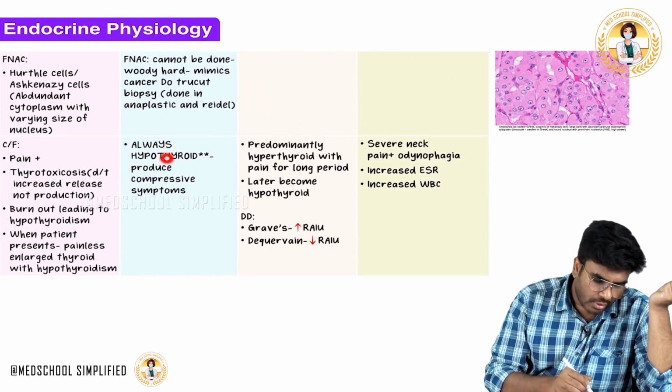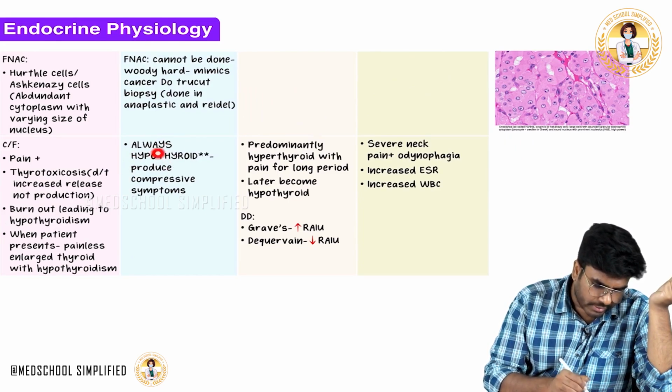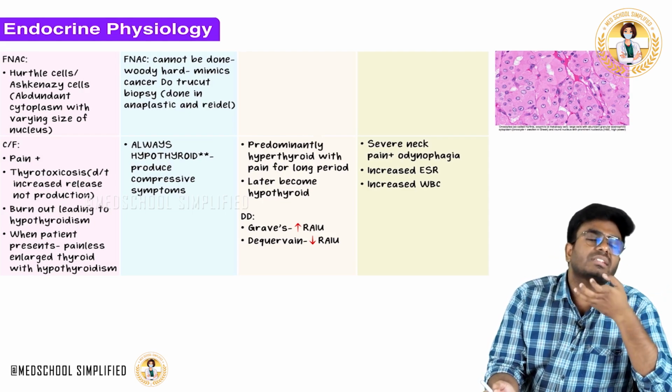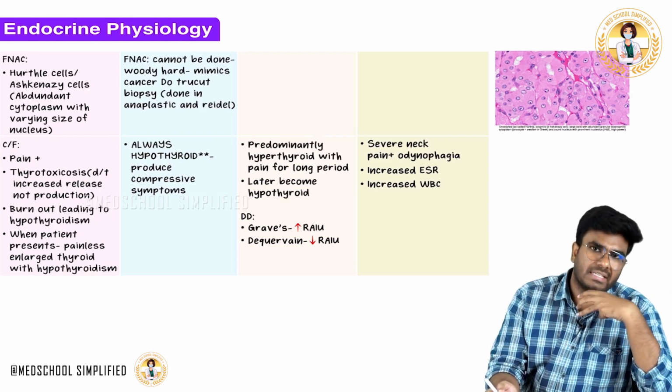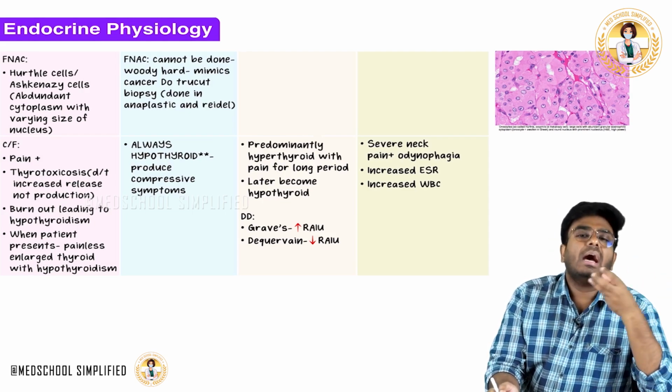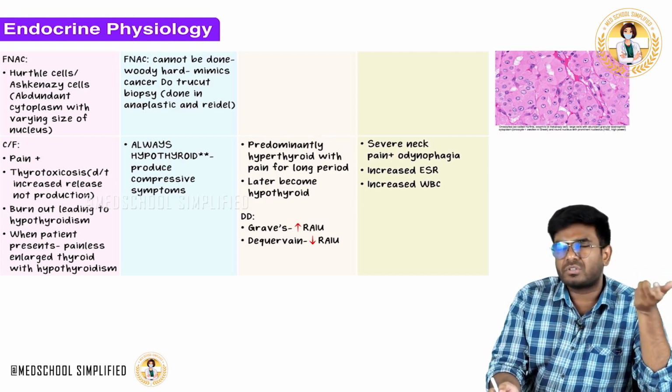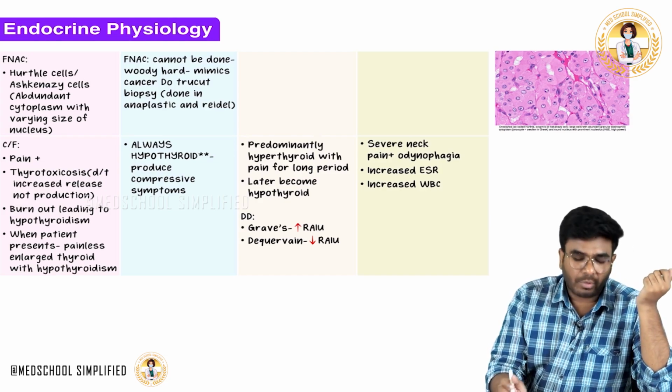This also always produces hypothyroidism, and there will be compressive symptoms. What are these compressive symptoms? The thyroid gland will compress the larynx, so that will cause dyspnea. And sometimes the recurrent laryngeal nerve might be compressed, which will also cause the same thing, respiratory problems.